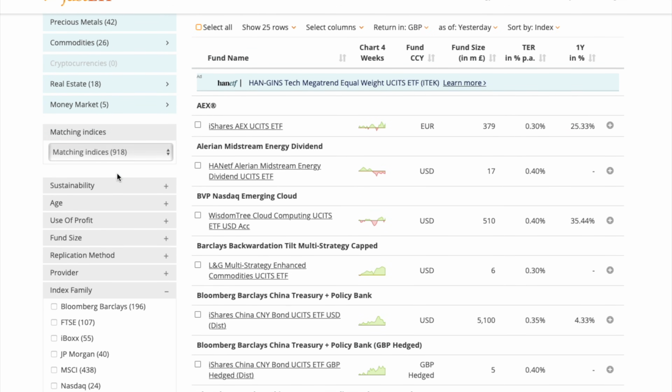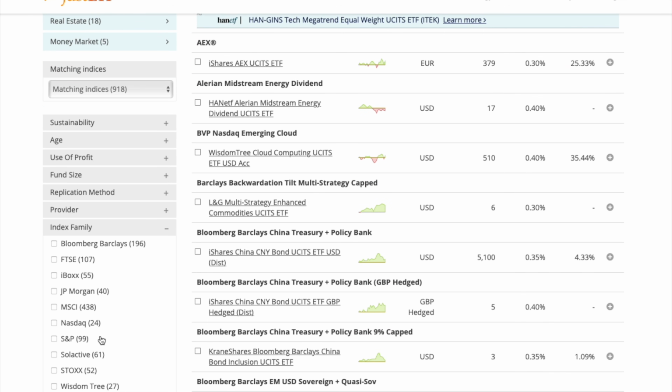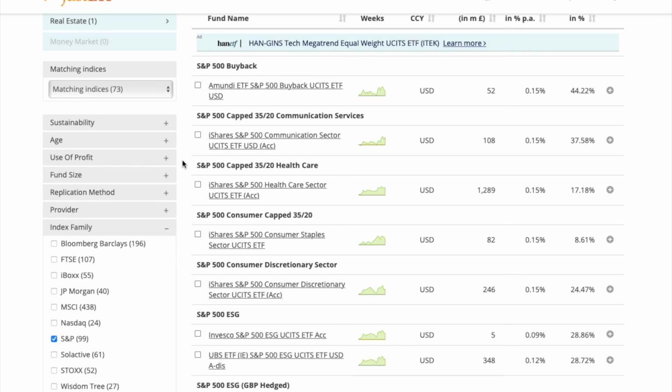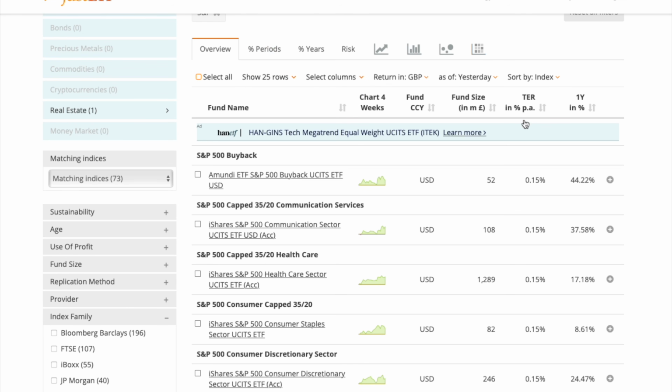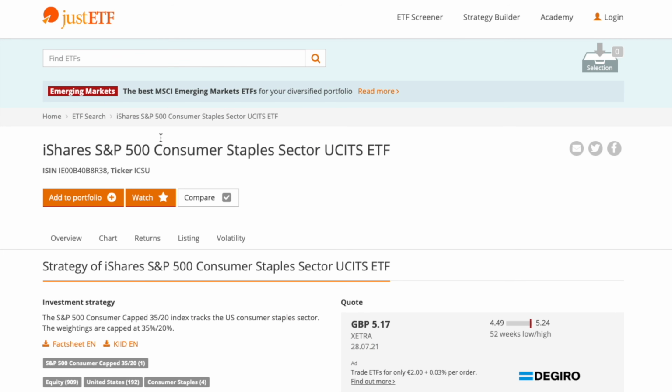So for instance, if I were to choose S&P under the index family, you can see there's a bunch of S&P 500 ETFs that are traded under different currencies and exchanges and whatnot. Let's say you want to invest in the S&P 500 consumer staples sector, click into it and just download the fact sheet that you can then perform your research on.